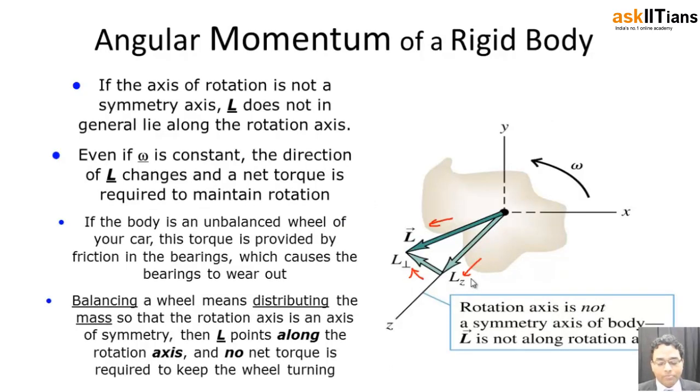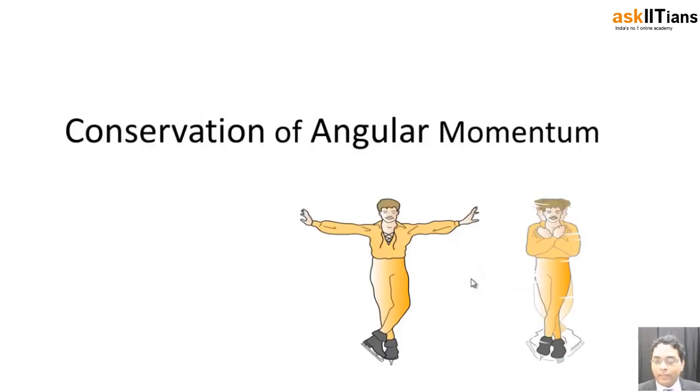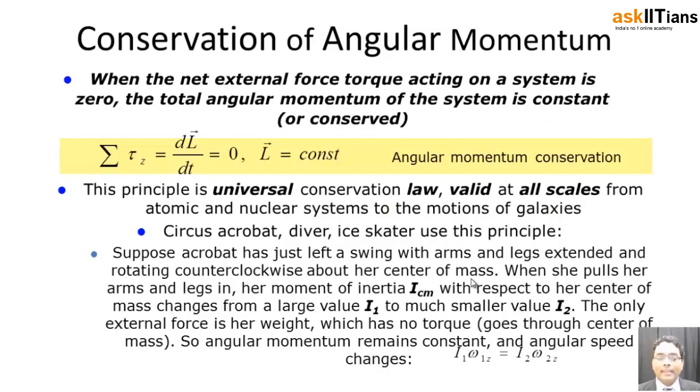Now, as we discussed beforehand as well, whenever you do not have any external force acting, in that case there is going to be a conservation of momentum taking place. So what will we get? We'll say that tau z, which is nothing but the net torque along the z-axis. If there is no net external force acting, therefore there is no torque acting. If the net torque is 0, that means dL by dt is 0, or I can say L is constant. If L is constant, that means the angular momentum is conserved. So this is the conservation of the angular momentum.